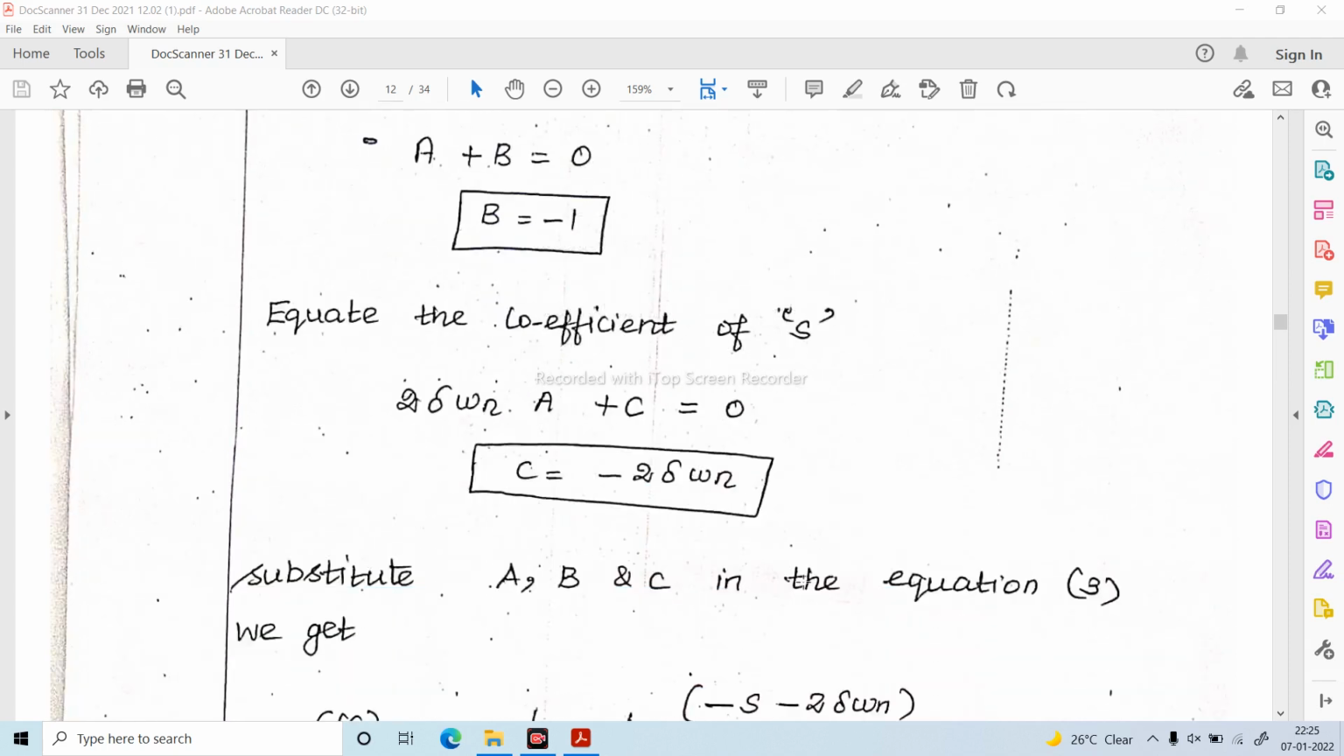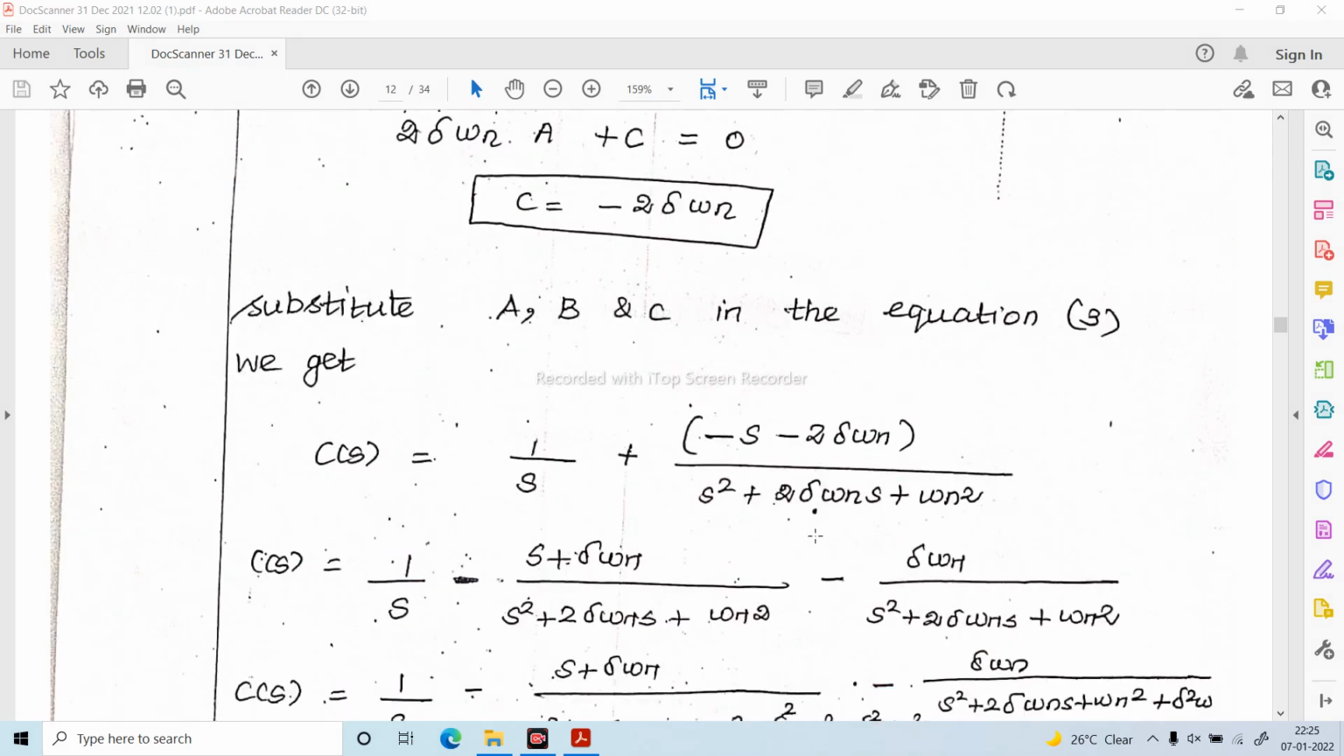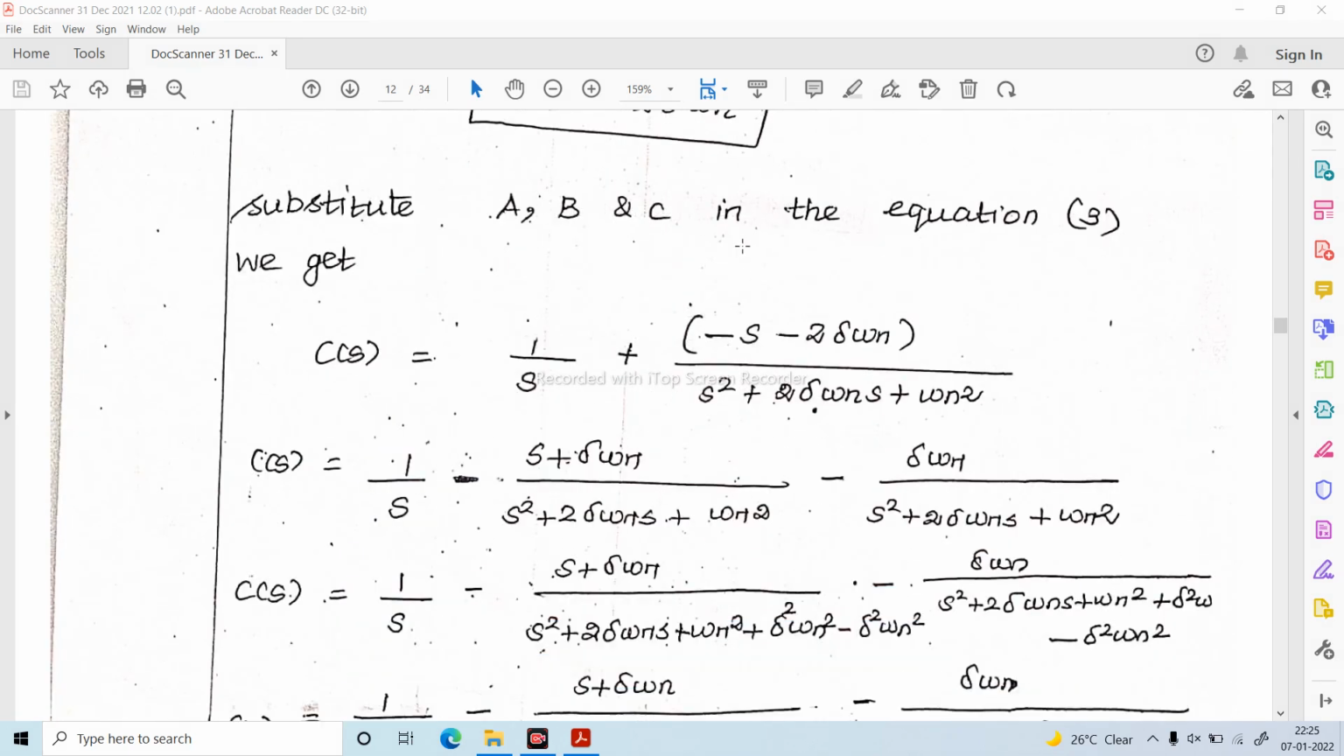So to equate the coefficient of s, to find out the value of c, that is 2 delta omega n into a plus c. So c is equal to what? Minus 2 delta omega n. Okay, next substitute the values of a, b and c in equation 3. So C of s equal to what? 1 by s, because a is equal to 1, bs plus c.